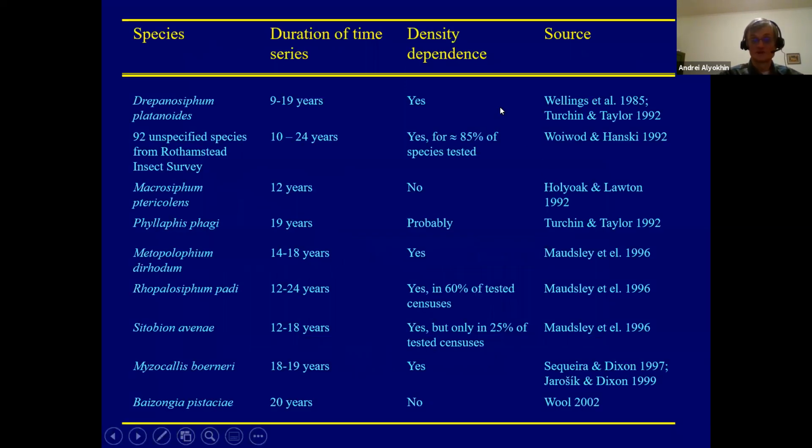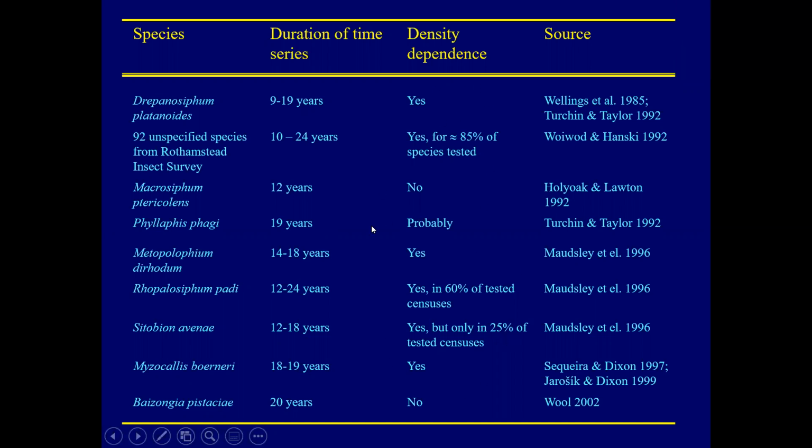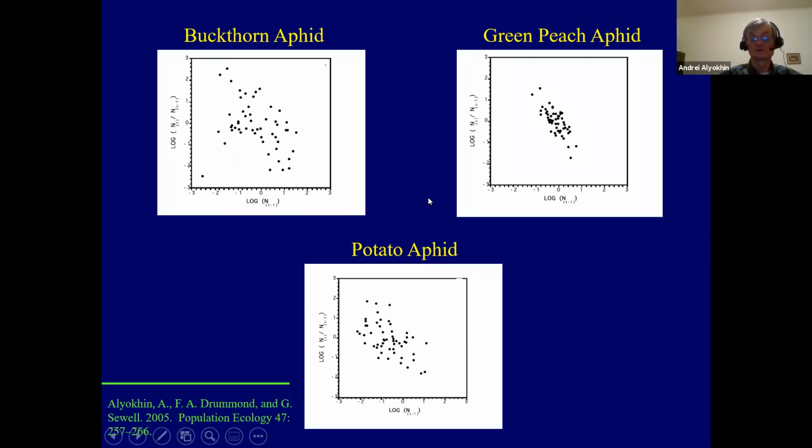So this kind of density dependence has been observed for a bunch of other aphid species. So not surprisingly, we also detected density dependence here. So the same paper with Frank and Gary, this axis is rate of population growth. This axis is population density. It's a logarithmic scale, but it doesn't really matter.